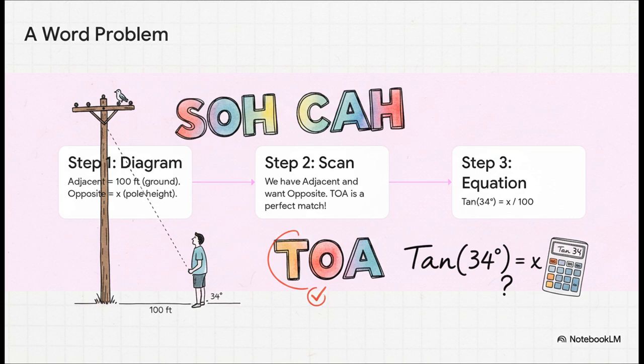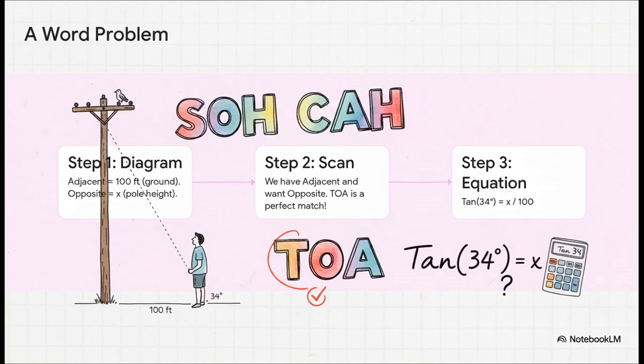Imagine you're standing 100 feet from a pole, and you're looking up at a 34-degree angle to the top. How tall is the pole? First step, draw it out. The 100 feet on the ground is your adjacent side. The height of the pole, which we're trying to find, is the opposite side.